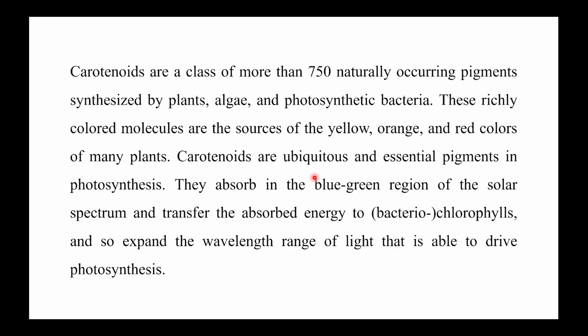Okay, so carotenoids is one such pigment, and it is a membrane bound pigment. These can basically absorb in the blue green region, and then they will transfer the absorbed energy to chlorophyll, and the rest of the photosynthesis process will occur via chlorophyll.